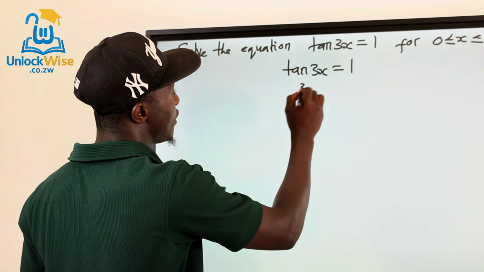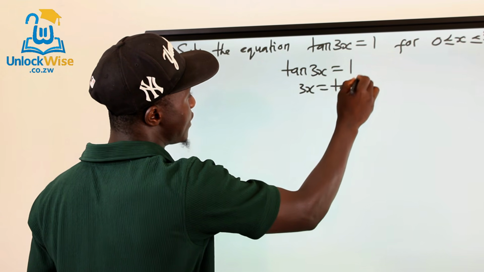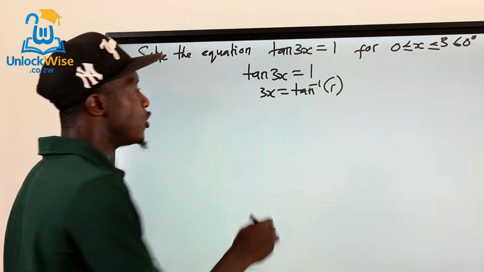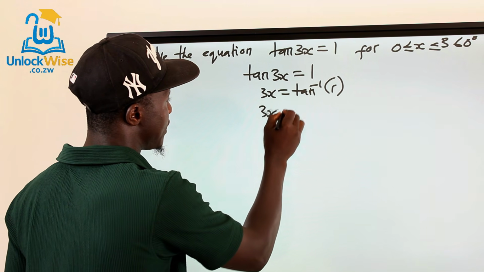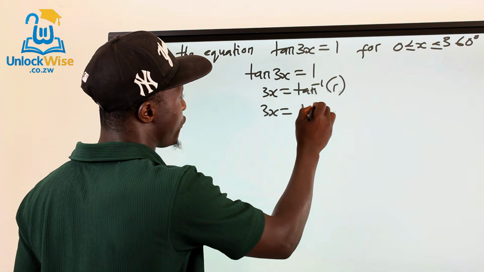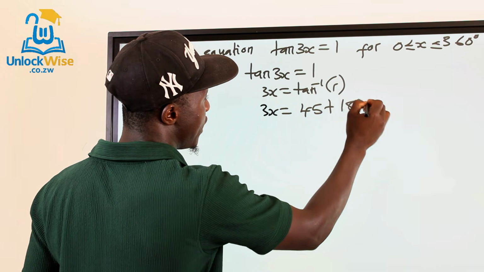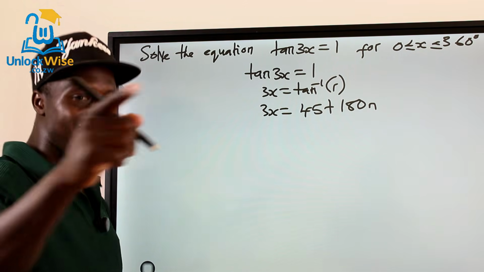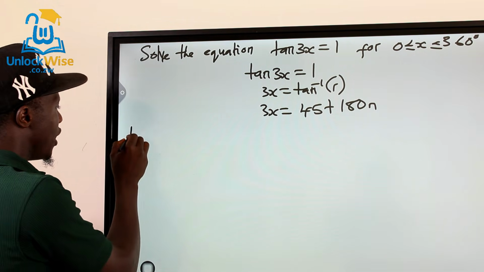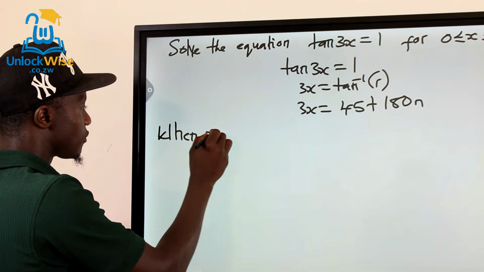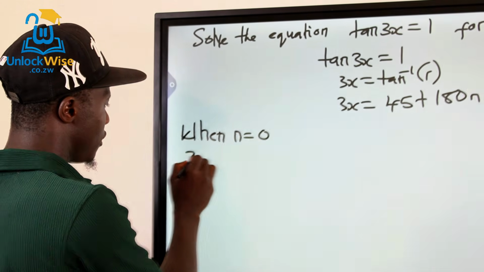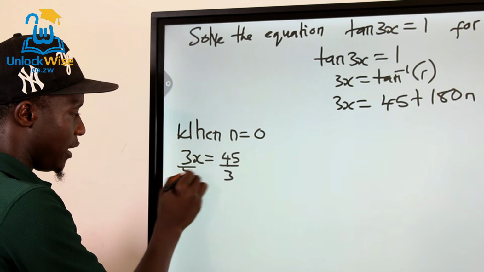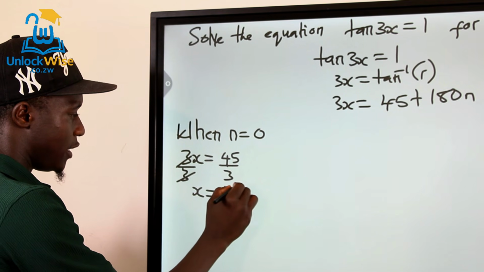We say 3x is equal to arctan of 1. By saying arctan of 1, this becomes the principal value. So I'm going to say 3x is equal to PV, arctan of 1, that's 45, plus 180n. Then we need to find the values. This ranges from 0 to 360 degrees. When n is equal to 0, 3x is equal to 45, divided by 3, we get x is equal to 15 degrees.